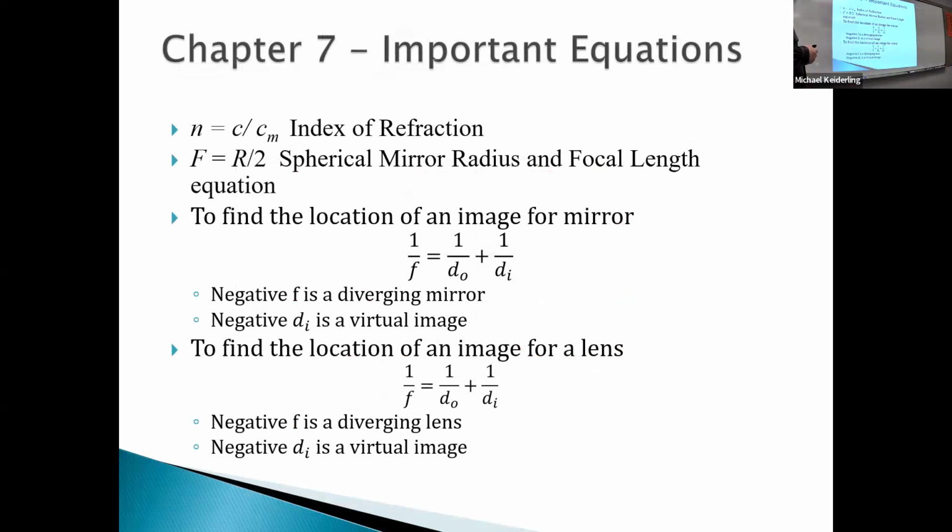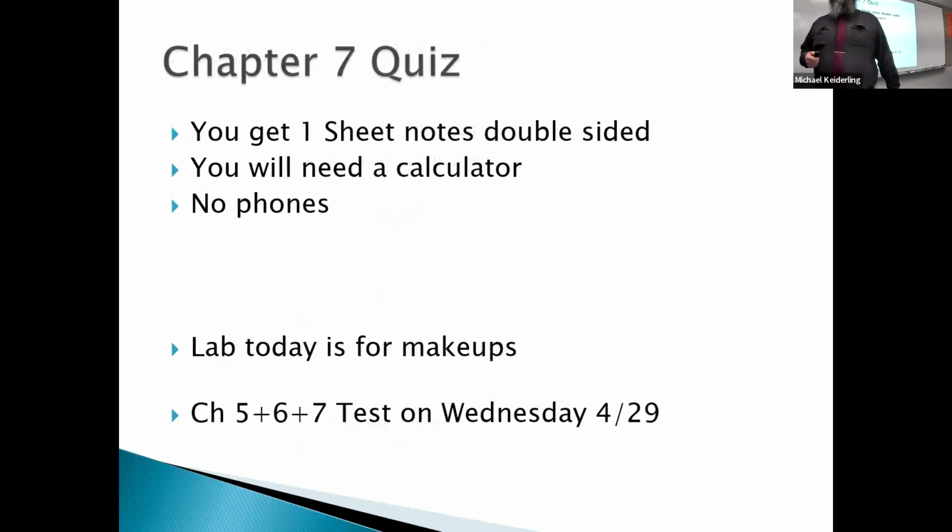So, important equations. Index of refraction is the speed of light over the speed of light in the medium. For a spherical mirror, the focal length is half the radius. The location of an image for a mirror is 1 over the focal length equals 1 over the distance to the object plus 1 over the distance to the image. Negative focal length is a diverging mirror. Negative DI is a virtual image. The location of an image for a lens: negative focal length is a diverging lens. 1 over focal length equals 1 over DO plus 1 over DI. Negative DI is a virtual image. Virtual images tend to be upright, real images tend to be inverted.